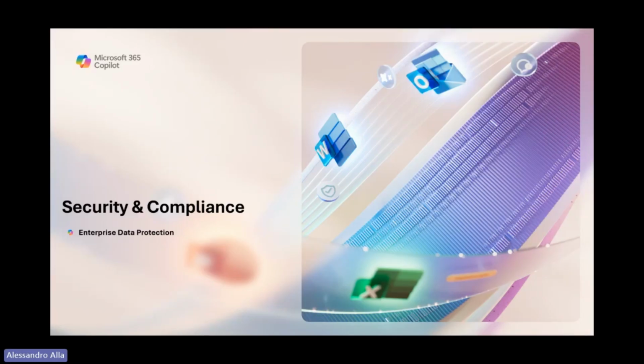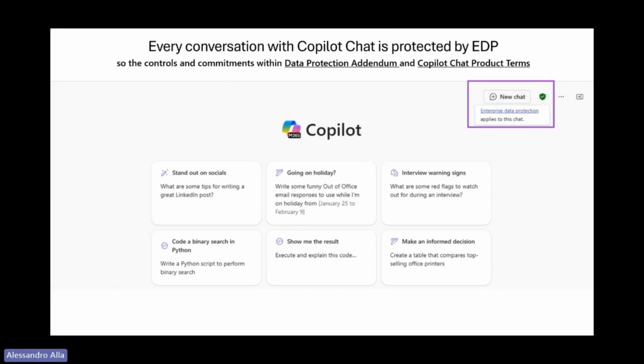Okay, so as we saw a few seconds ago, when you use Copilot Chat with your enterprise account, you'll notice a green shield icon in the top right corner of the interface. This indicates that enterprise data protection is active. If you are using a personal account, this shield won't appear, meaning your data won't be protected under the same enterprise-grade policies.